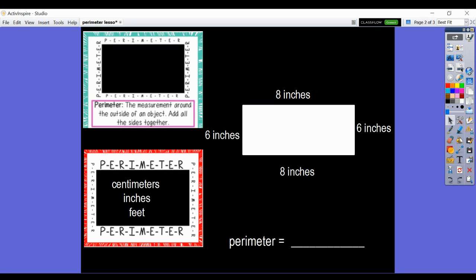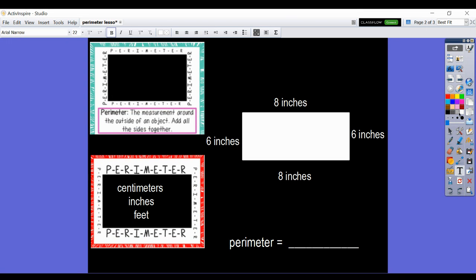So let's take a look here at our other rectangle here. If you look at the top, it is 8 inches long. So inches would be our unit. The bottom is also 8 inches long. And then the left side is 6 inches and the right side is 6 inches. So in order to find that out, as we said, we would have to take our 8 plus 8 for our top and our bottom, plus our left and our right sides, which are 6 plus 6.